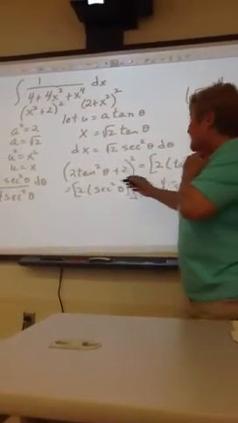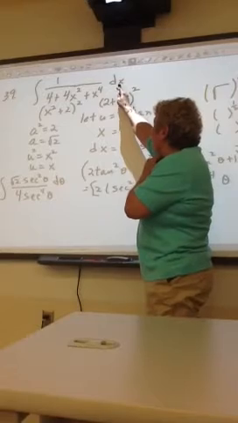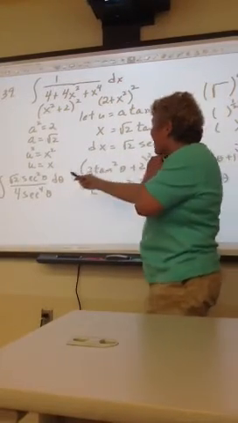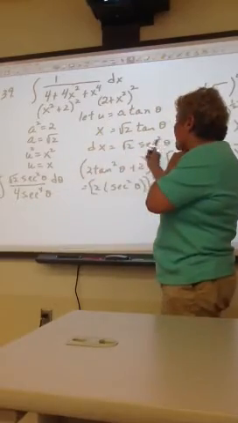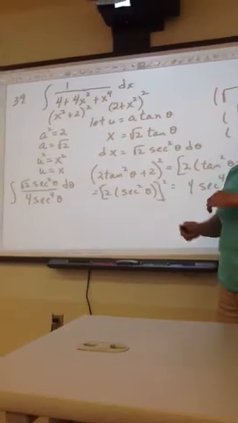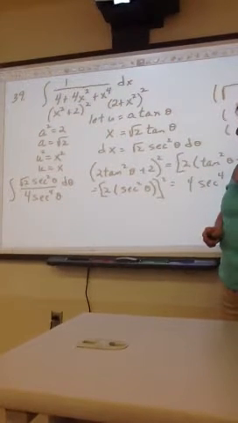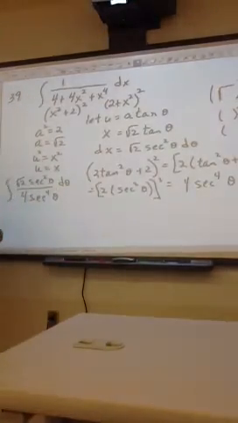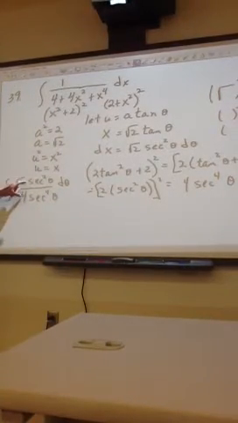And then you have to put something in for dx. So in place of that dx, we have square root of 2 secant squared theta d theta. Now, I haven't done any integration yet. All I've done so far is a bunch of trig substitution. So let's see where you can go from there. Did you get this far?